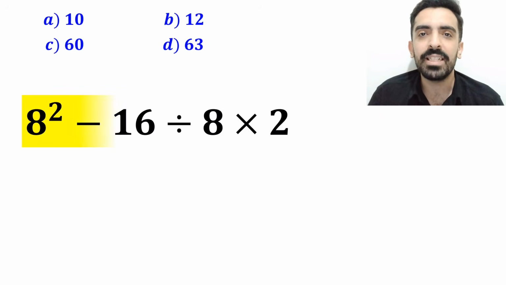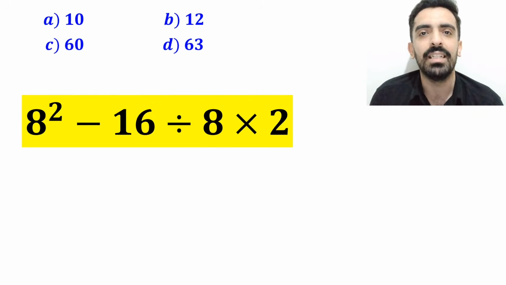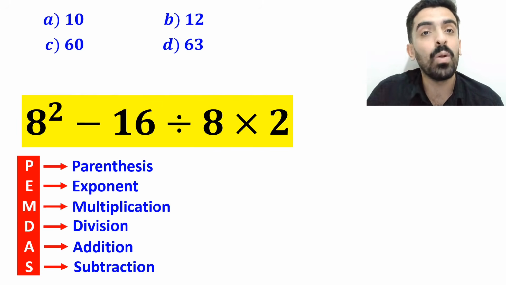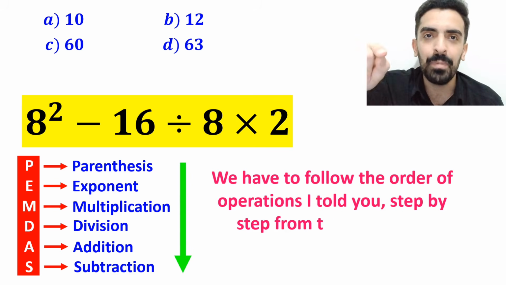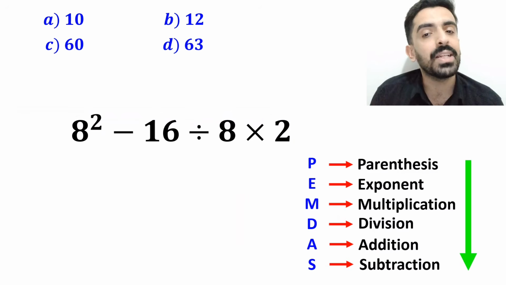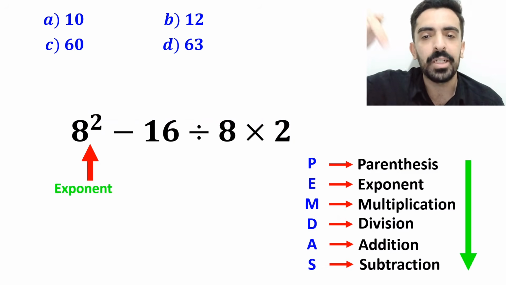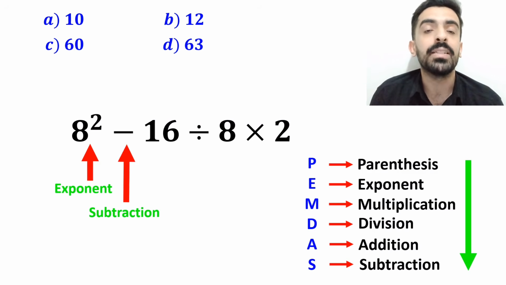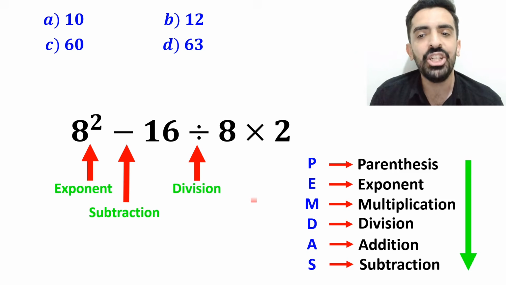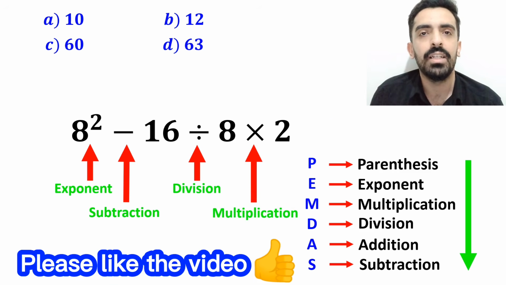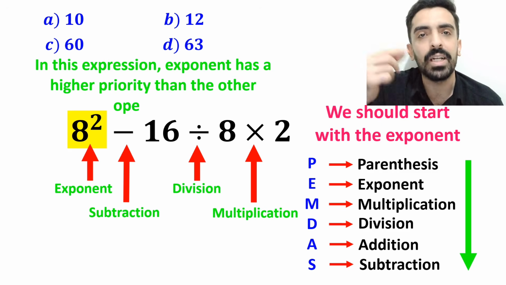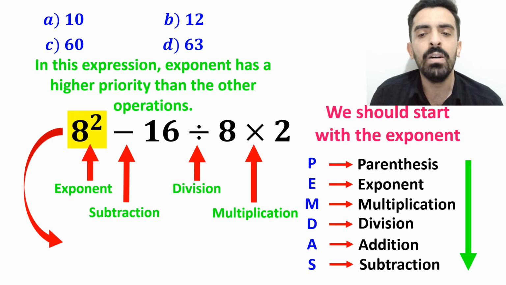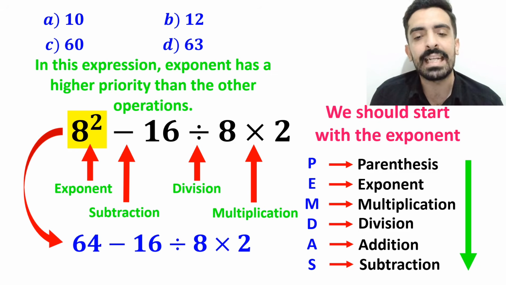Alright, now let me explain step by step how to solve this expression properly. To solve this question, we must follow a rule that is called PDMAS. We have to follow the order of operations I told you, step by step from top to bottom. Okay, as you can see in the image, in this expression, first we have an exponent, then a subtraction sign, followed by a division, and finally a multiplication. We should start with the exponent, because in this expression, exponent has a higher priority than the other operation. So, this expression simplified to 64 minus 16 divided by 8 multiplied by 2.